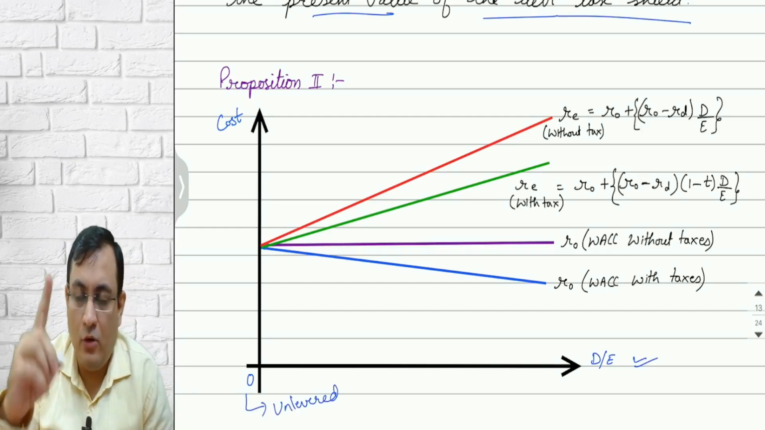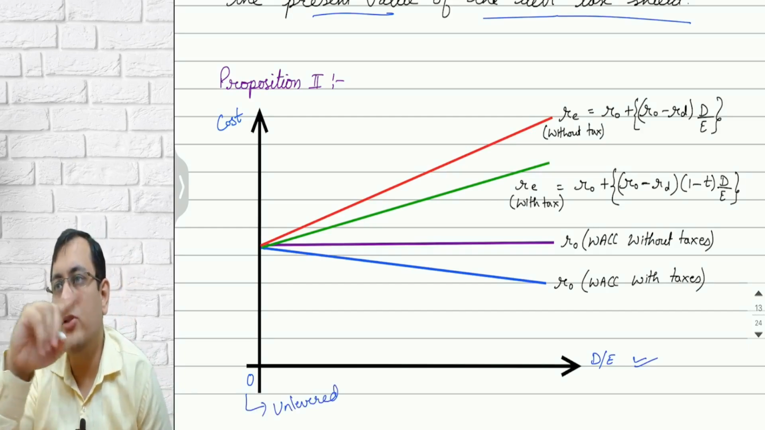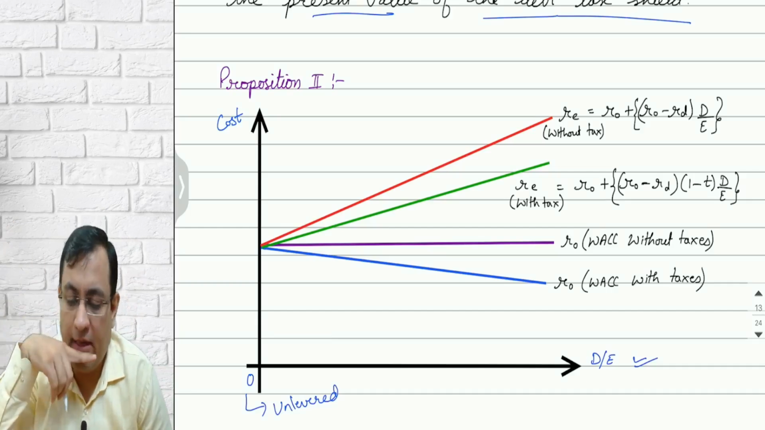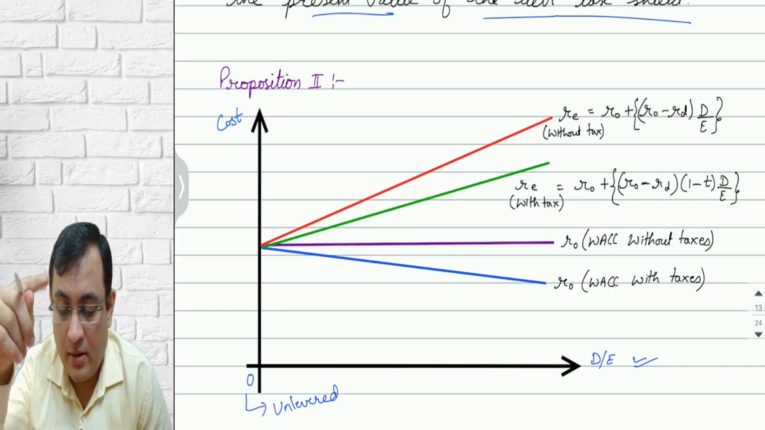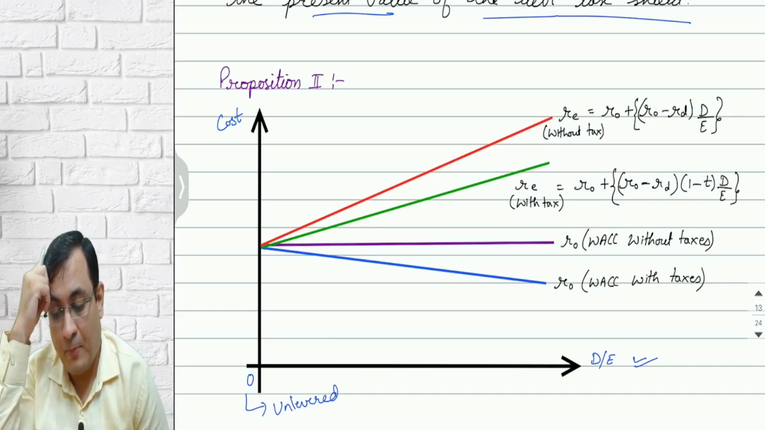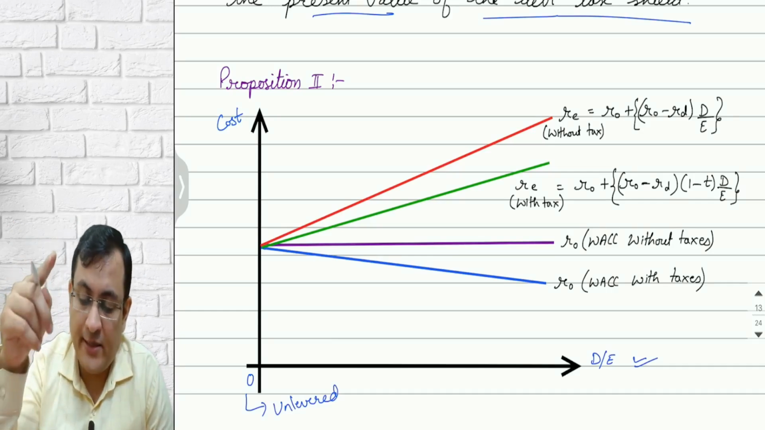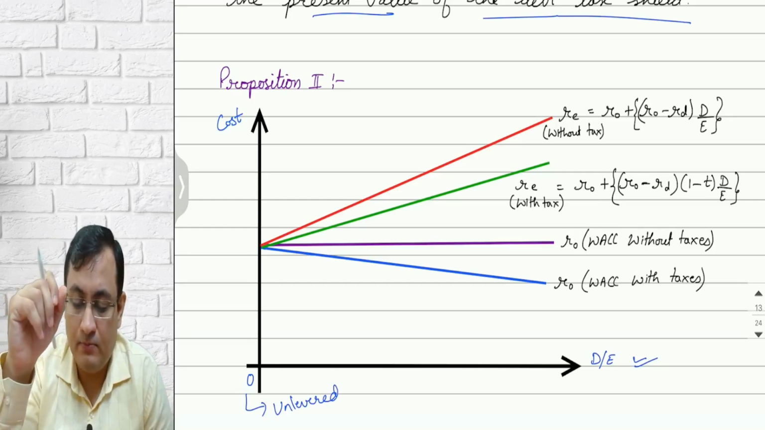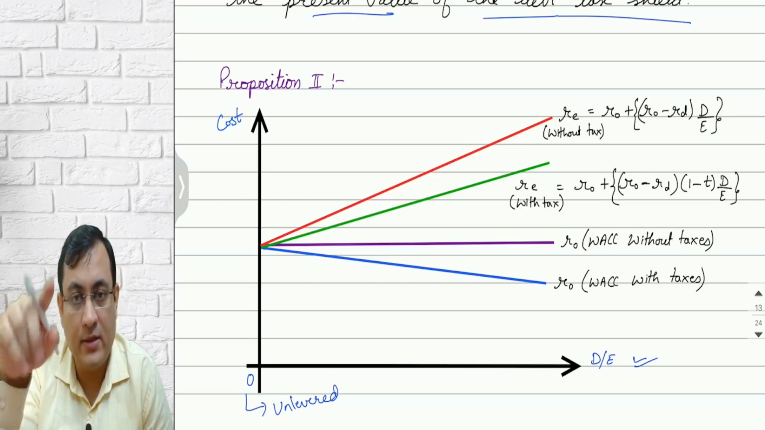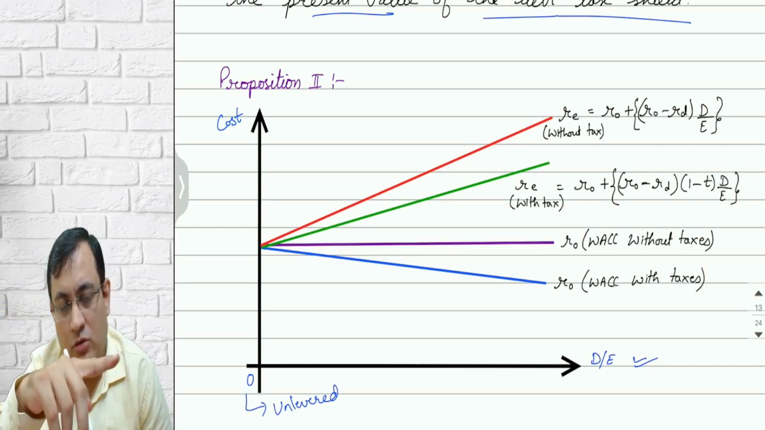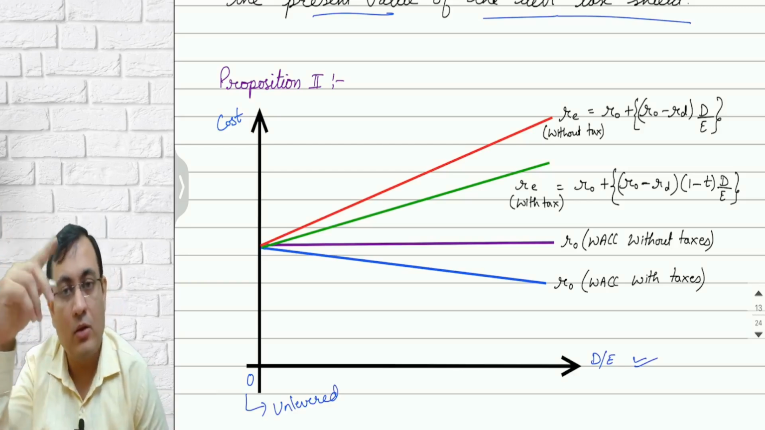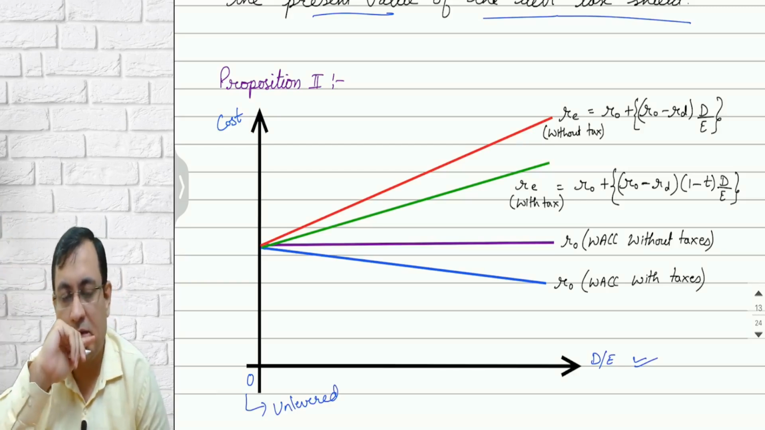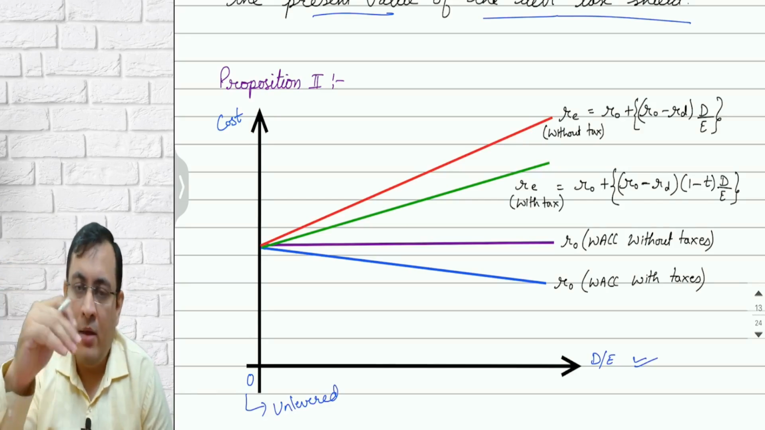For the unlevered firm, originally without taxes, the red line and purple line, and with taxes, the green and blue line. Without taxes, RO was constant. WACC was constant because the benefit of cheaper cost of debt is getting exactly offset by the cost of equity, as per without tax. So RO will be constant.